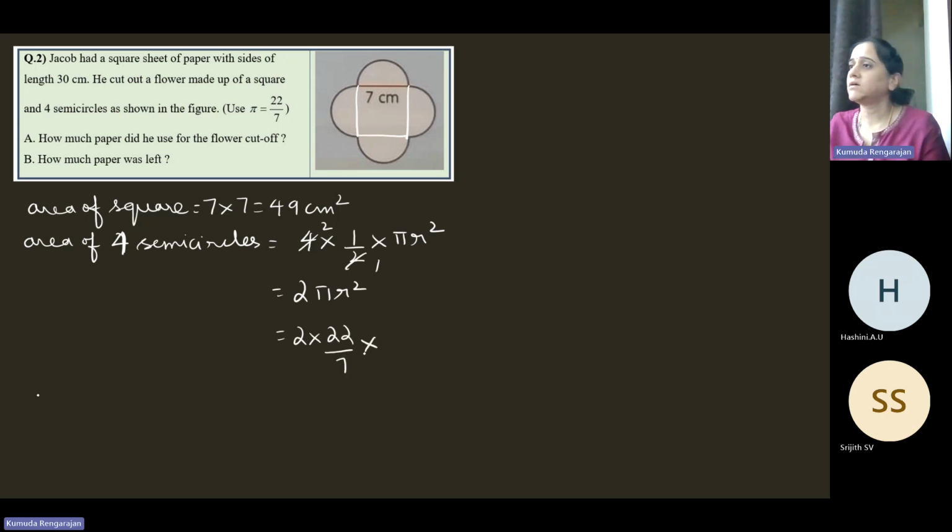What is R? 7 by 2. Take the 7 by 2, because this is the diameter. Diameter is 7. The side of the square is the diameter of the semicircle. Diameter is 7. So the radius will be 7 by 2.